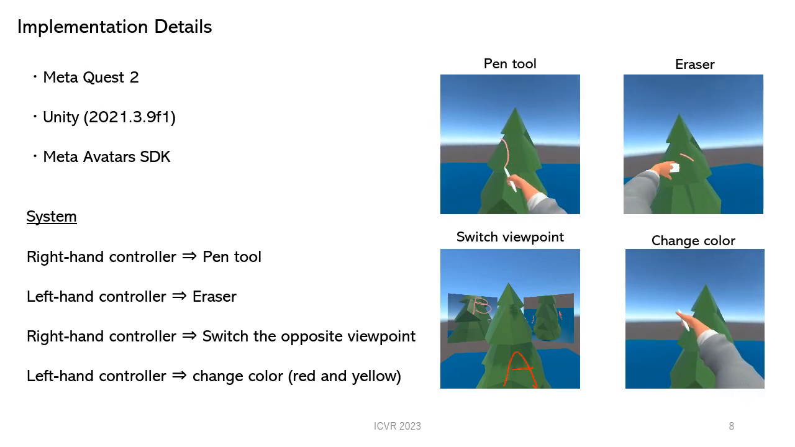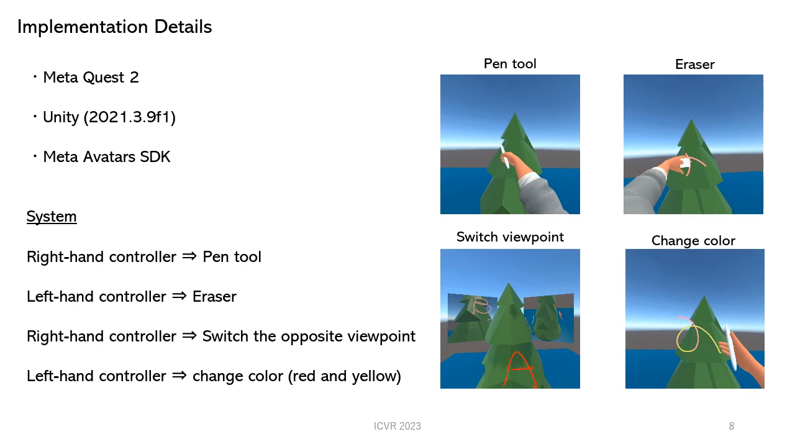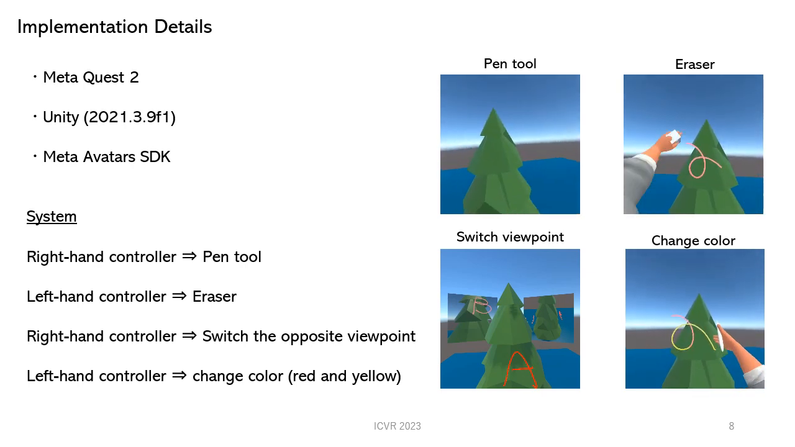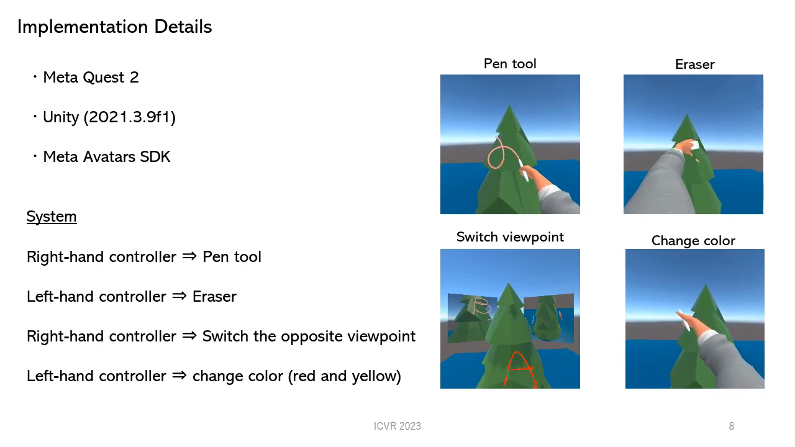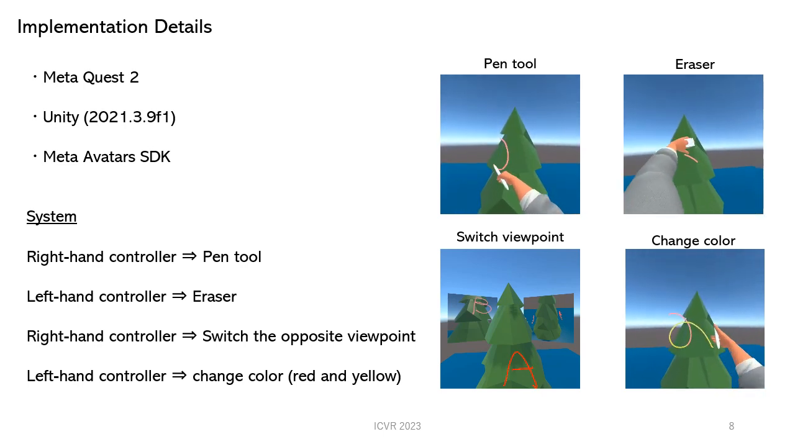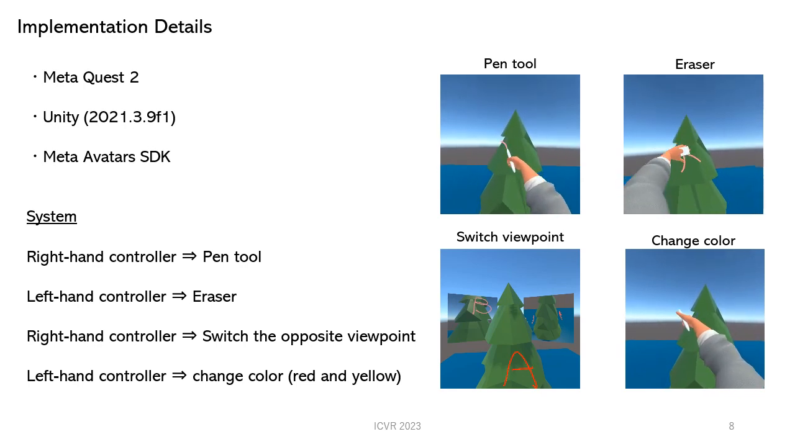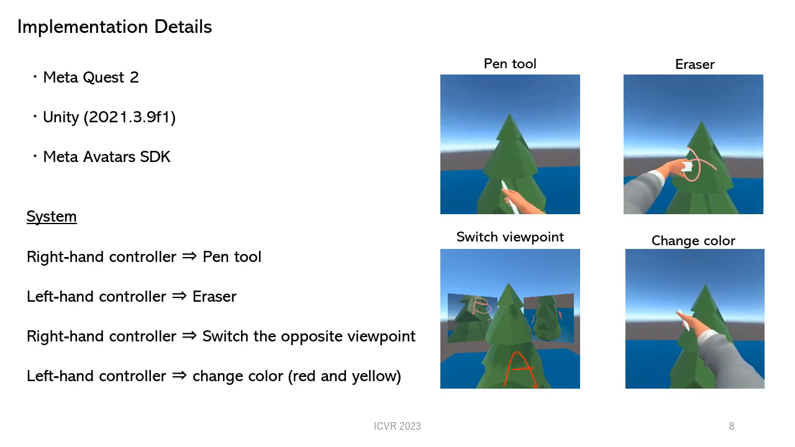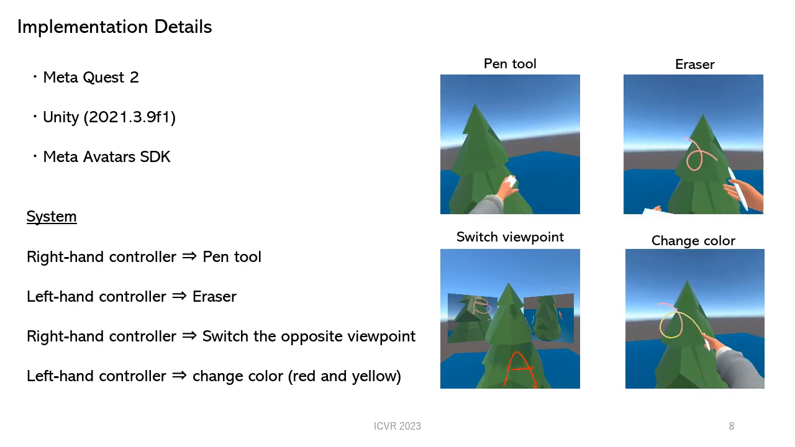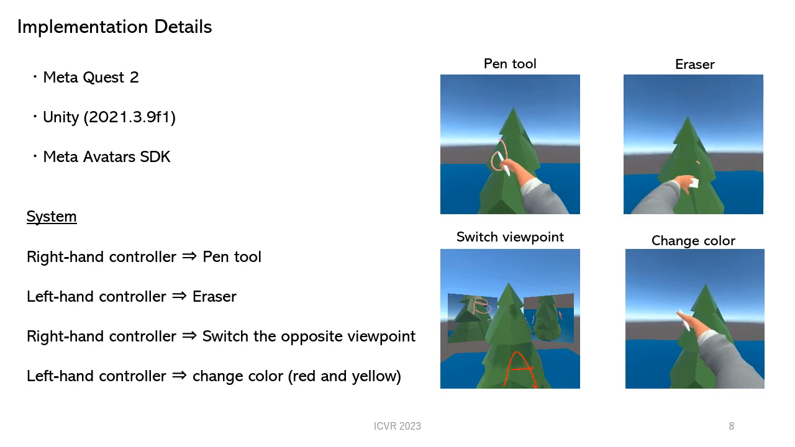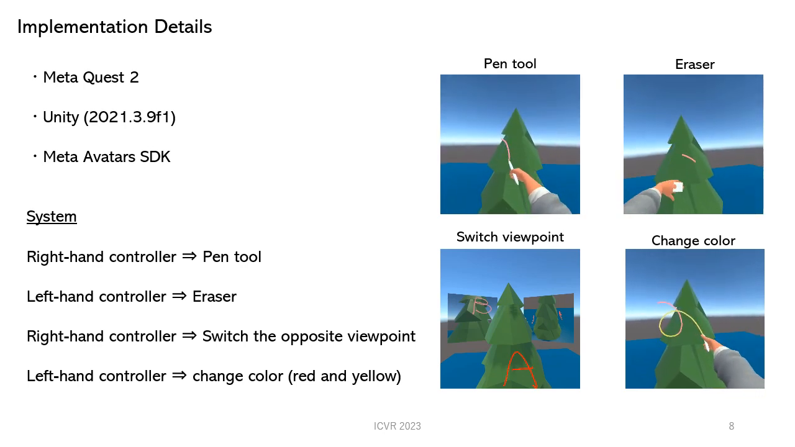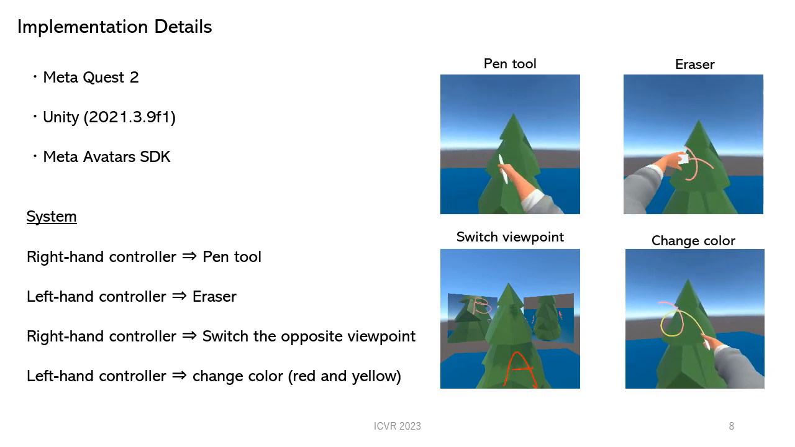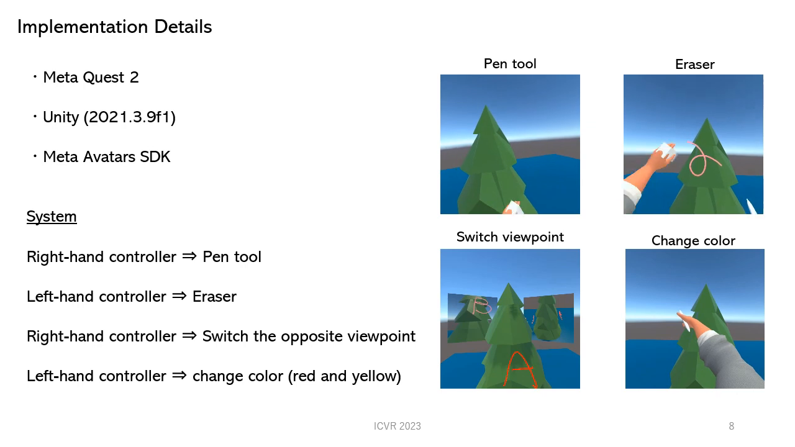The left-hand controller is used as an eraser, and when the eraser encounters a line drawn in VR space, the line disappears. There are two types of line colors, red and yellow, which can be switched by pressing a button on the left-hand controller. Pressing a button on the right-hand controller instantly switches to the opposite viewpoint, reducing the user's physical movement effort. To return to the viewpoint, the user needs to press the same button again.